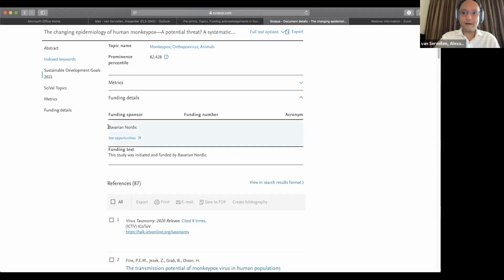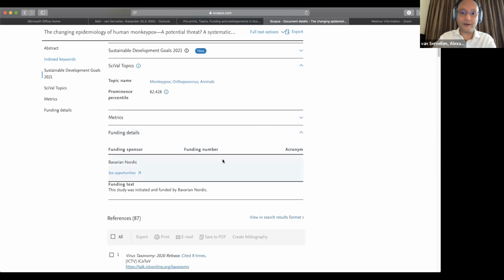But I'll show you later in the advanced search, if you want to see all papers that were funded by, for example, Bavarian Nordic or by the Ministry of Higher Education in Malaysia, or by NRF Singapore, and so forth, you can do a search in Scopus to find all the papers which have a particular funder in the funding acknowledgements.